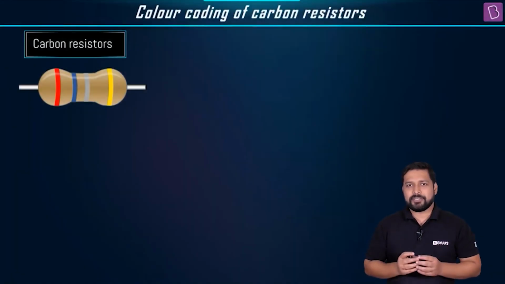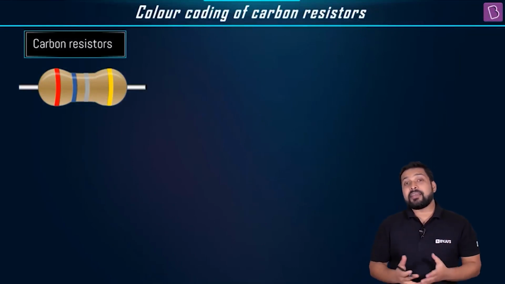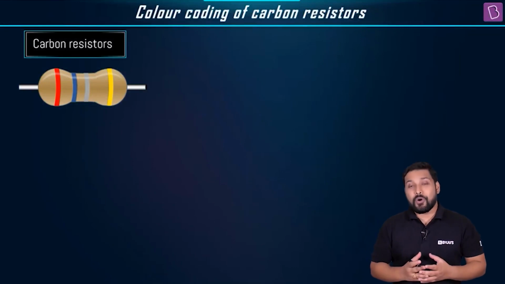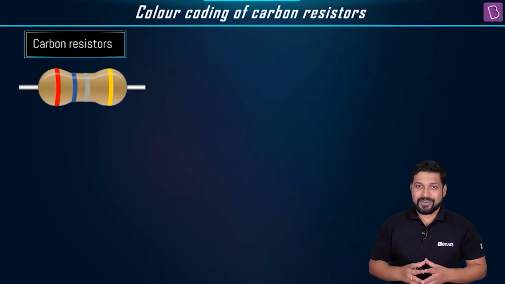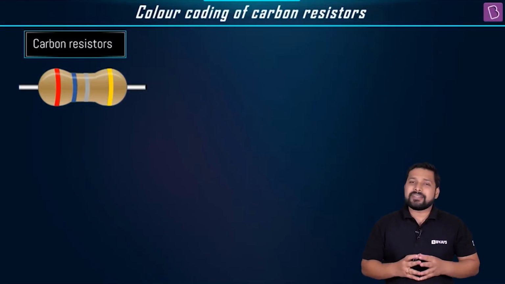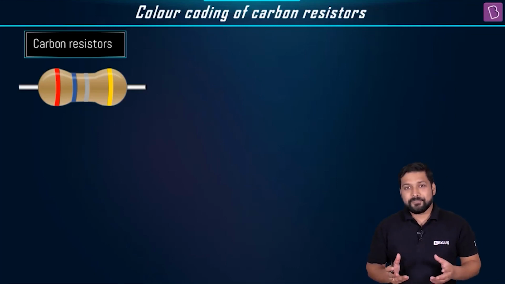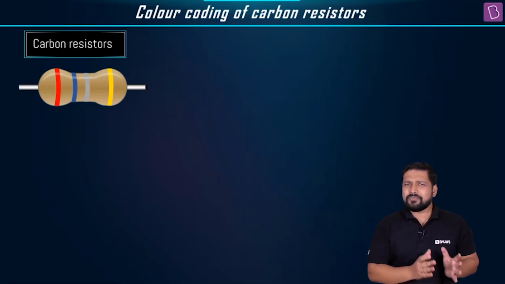What are these carbon resistors? These are compact resistors. These are very small, and they can give you a very high value of resistance. Now, these carbon resistors are color coded. These carbon resistors have a kind of coding on them.